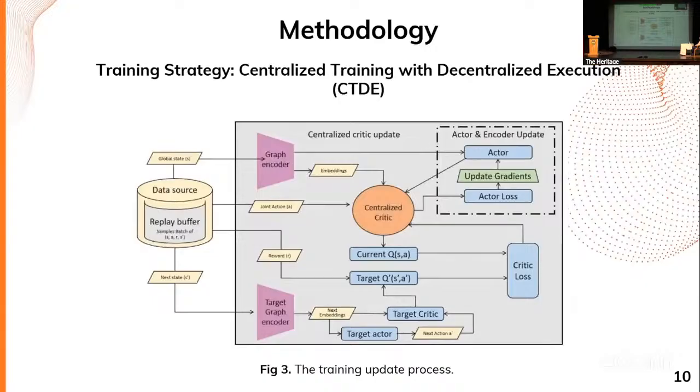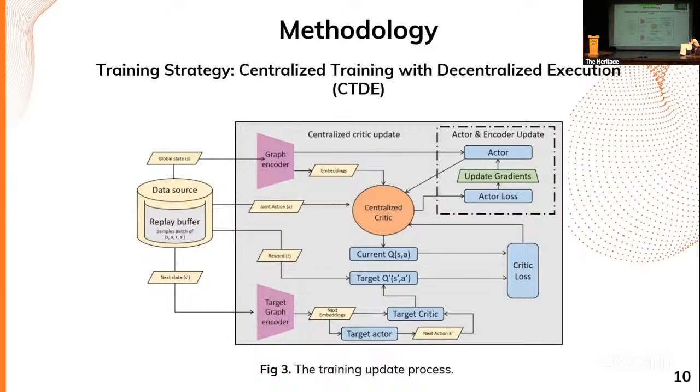This slide summarizes how we train the AI. We use a strategy called centralized training with decentralized execution. We take data from the memory buffer, then the centralized critic, the teacher, uses global information to judge the action. It updates the network to make them better.